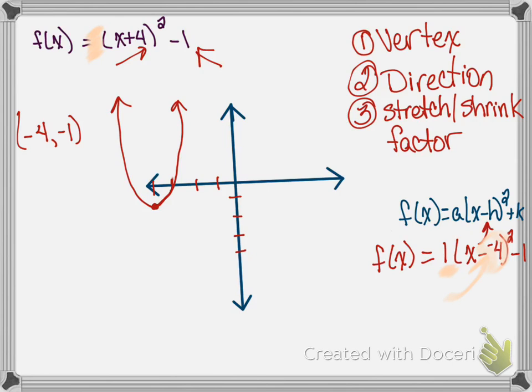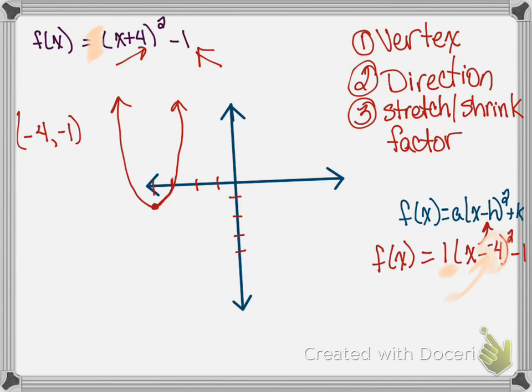The direction is positive or negative. If the direction is positive, it goes up. If the direction is negative, it goes down. The stretching and shrinking factor is that a value, okay? And the stretching or shrinking factor has an absolute value of greater than 1 or less than 1. If the absolute value is just 1, then it stays the same. It's just your standard parent function that you've moved.